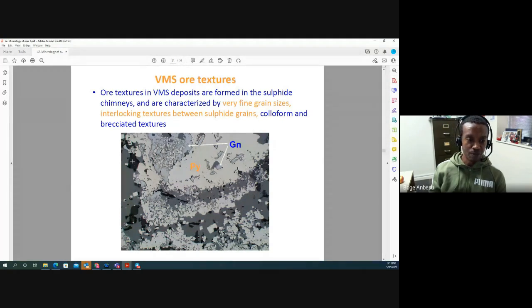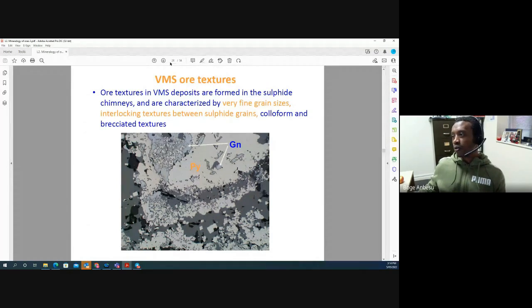What does this mean? It means that when you now mine VMS deposits, chances are the sulfides are very intimately associated. So although you have copper there, zinc there, lead there, all in one, you probably have to first liberate them from one another. And the way you do that is by just doing fine grinding. So that's why processing becomes a lot more challenging when it comes to VMS deposits.